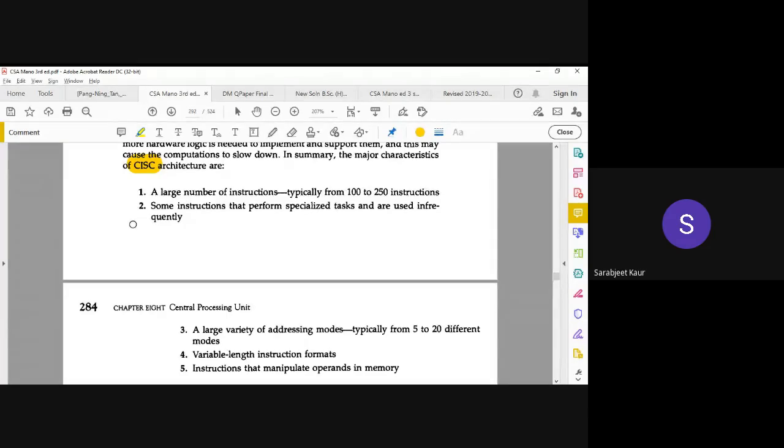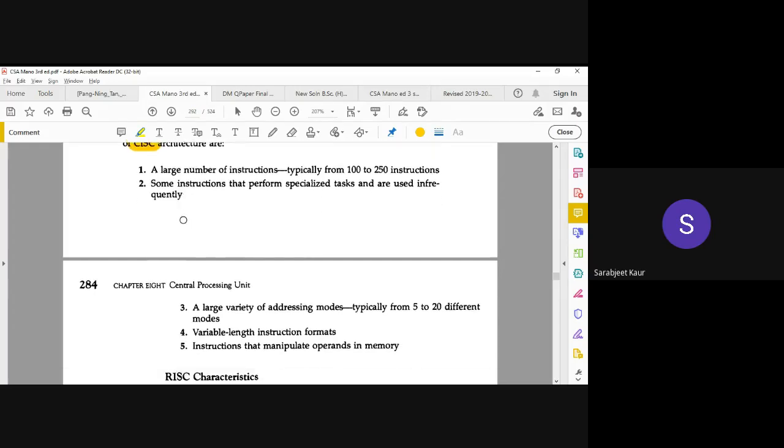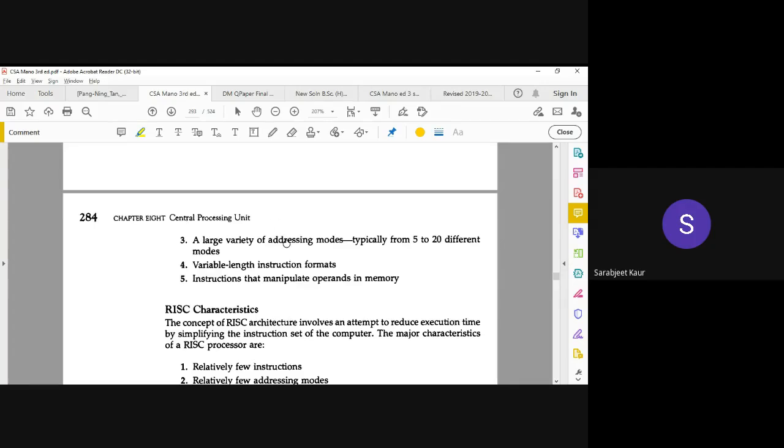Okay. Now, in this kind of a computer, there were a very large number of instructions. Okay. There were typically 100 to 250 instructions. So for every small operation that needed to be done, there was a new instruction which was added. Okay. So you can see that some instructions that perform specialized tasks are used infrequently, but still they were added to the instruction set. Okay.